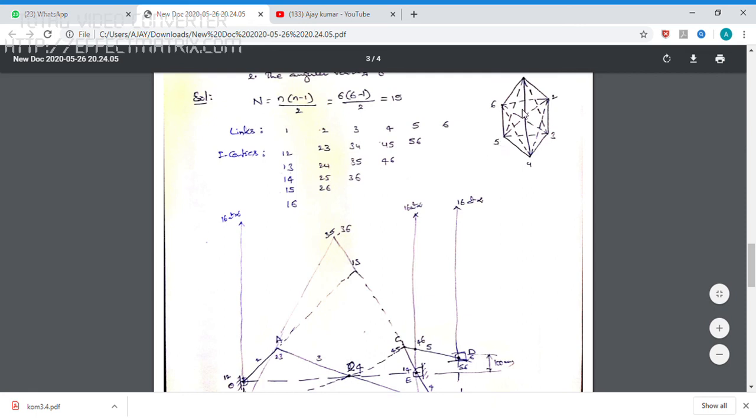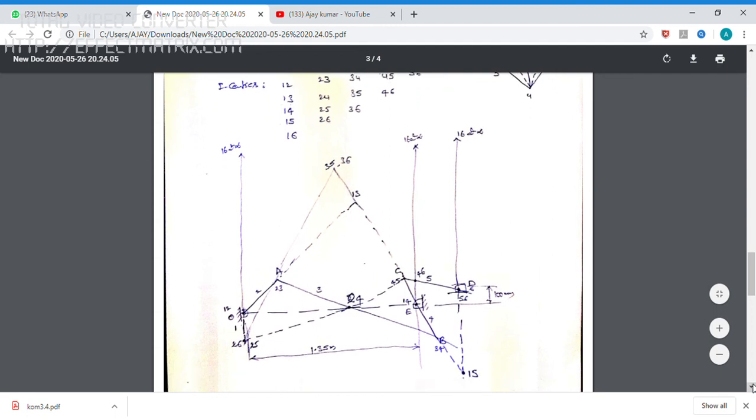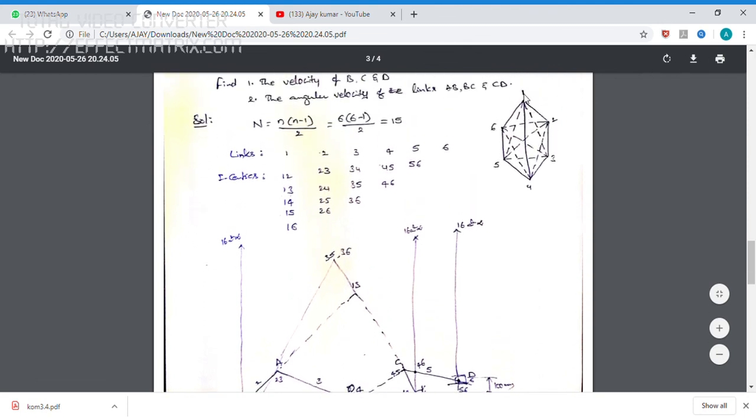You have to remember this particular point. Here also two triangles are there: the 1 6 5 triangle and the 1 4 5 triangle. Now we have to identify the 1 5 instantaneous center. One of the triangles is 1 6 5. As per Kennedy's theorem, the 1 6 instantaneous center, the 5 6 instantaneous center and the 1 5 instantaneous center must lie on the same straight line.